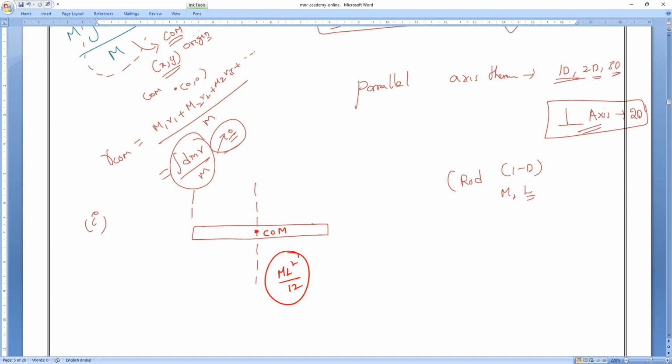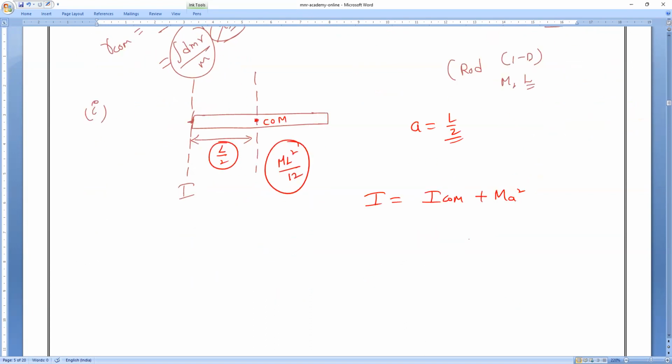Now we want to calculate the moment of inertia at this corner. This is the axis of rotation. Now you tell me, this distance will become what? Total is L, so this will become L by 2. So I equals I center of mass plus MA squared. Clear? So A becomes L by 2. Understand? Check it, everything.